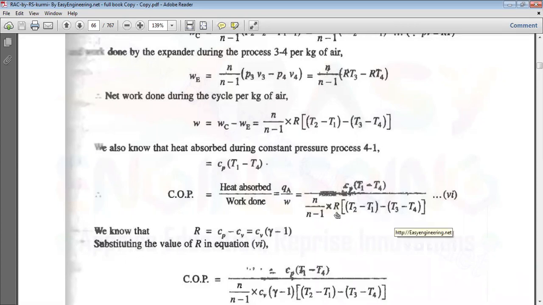Now I want to write R also in terms of specific heat. R is equal to Cp minus Cv.